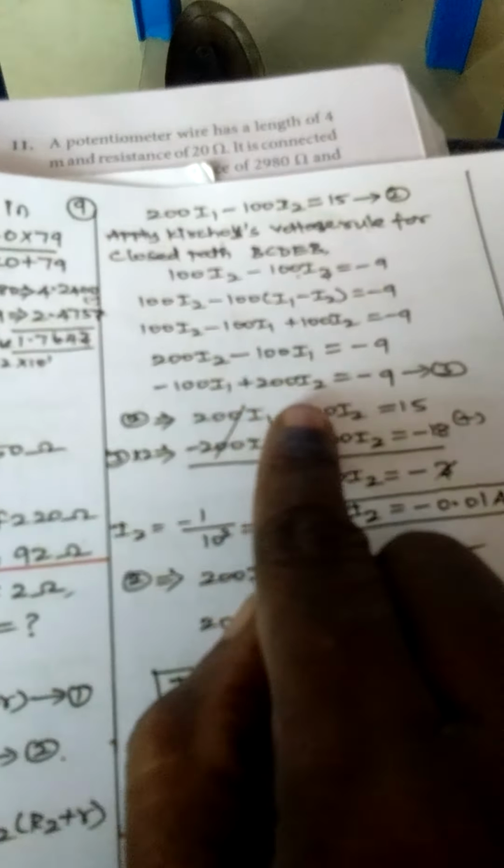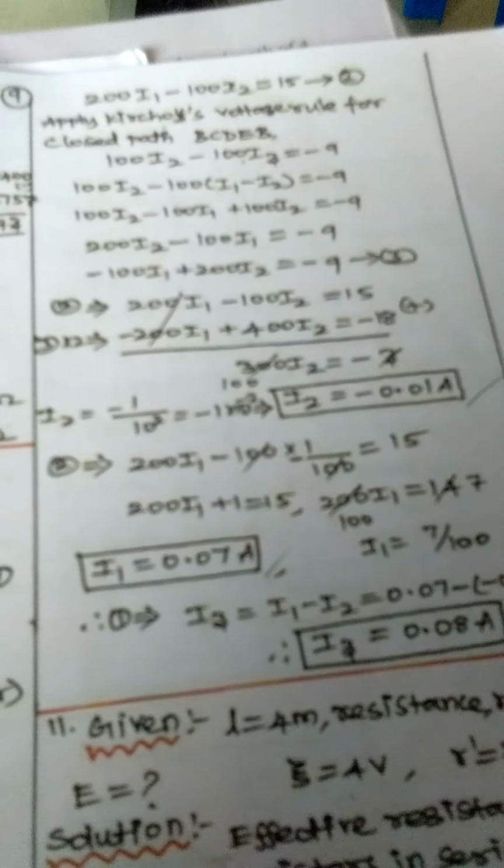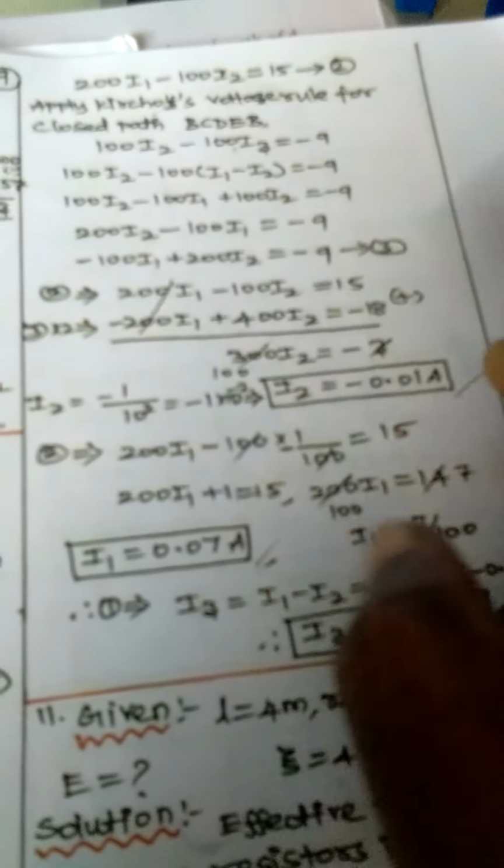Now we have to solve the second and third equations. Here we have 200 I1 and here minus 100 I1, so we have to cancel that. Take the second equation and write it as it is. Multiply the third equation by 2: minus 100 becomes minus 200, 200 becomes 400, and 2 nines are 18. Now rewrite, and the I1 terms cancel.